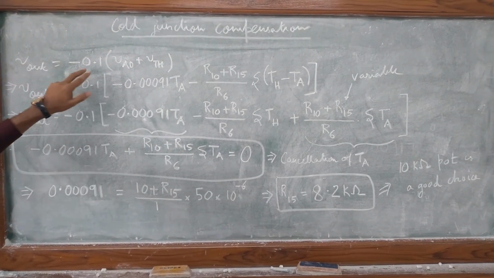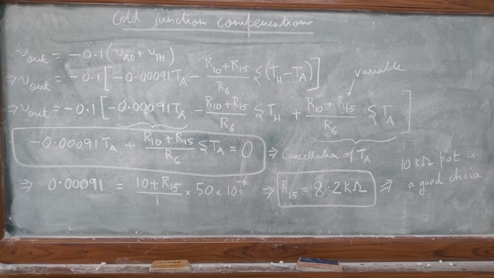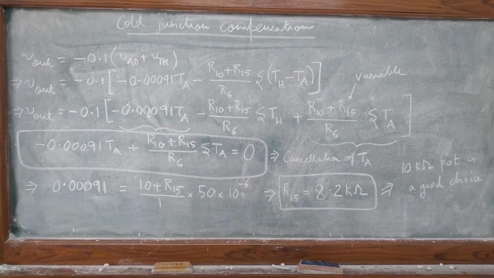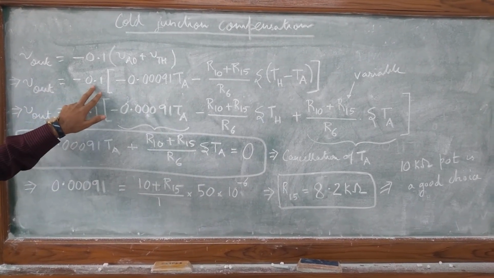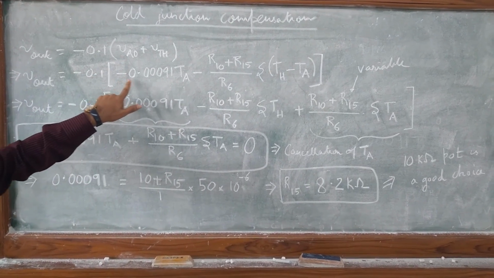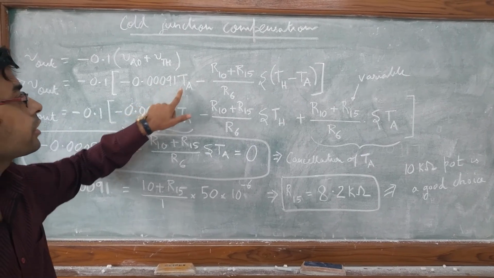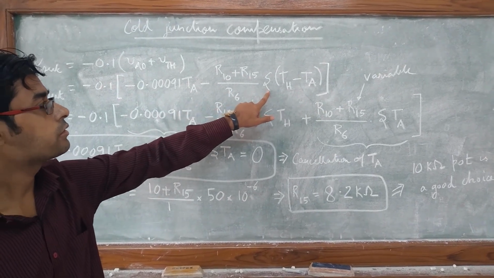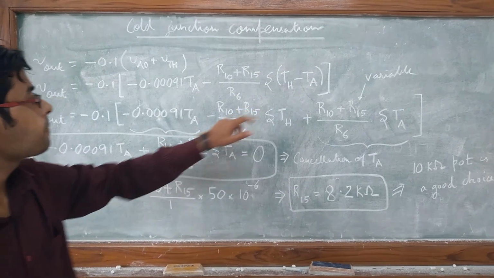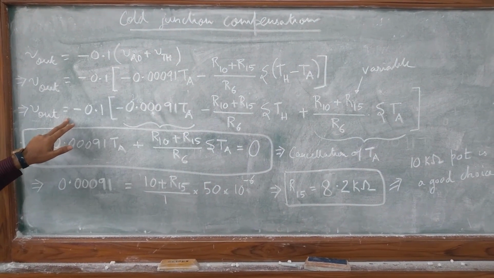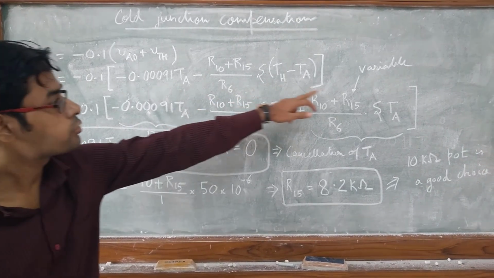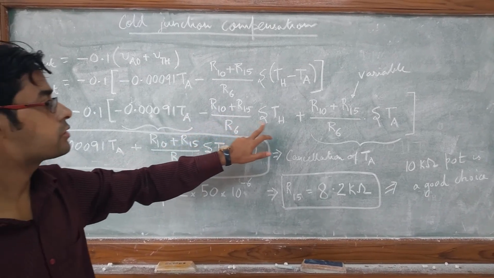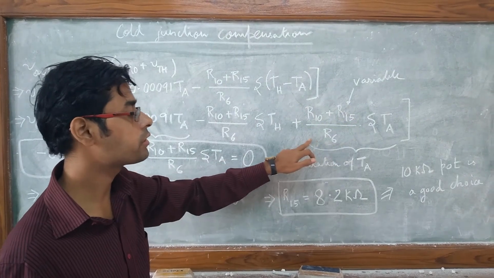So V out is given by minus of 0.1 times (VAD plus VTH), and we can simply substitute these values of VAD and VTH as we have found out earlier. So V out is equal to minus of 0.1 times VAD, which is negative of 0.0091 times TA. VTH was minus of (R10 plus R15) by R6 times the output voltage from the thermocouple. And so we can go to the next step and expand this portion by writing this as minus of (R10 plus R15) by R6 times S times TH plus the same multiplication factor times S times TA.